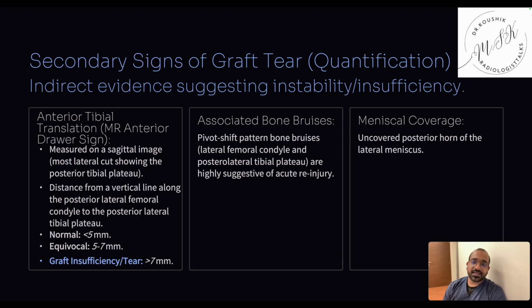And associated signs like bone bruise: because of the pivot shift mechanism, we can have marrow edema in the lateral femoral condyle and posterolateral tibial plateau, which are highly suggestive of acute re-injury. Then meniscal coverage: an uncovered posterior horn of the lateral meniscus is also a secondary sign of graft tear. So this is about tear.